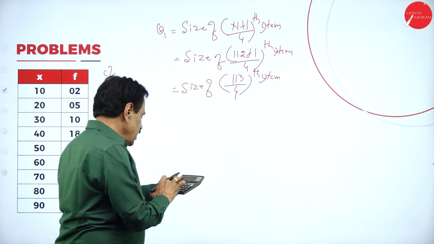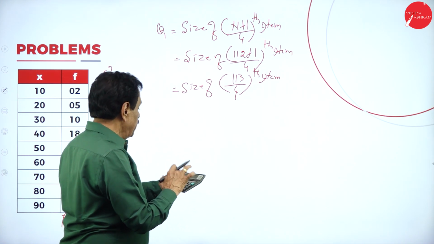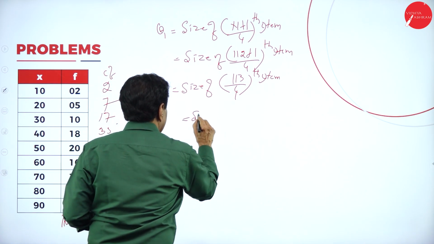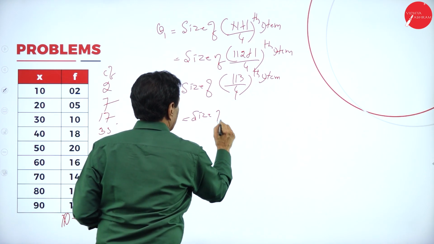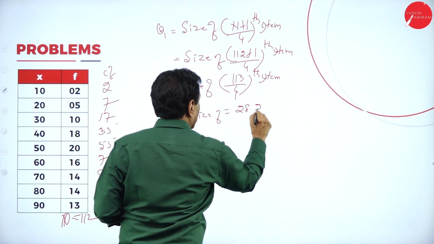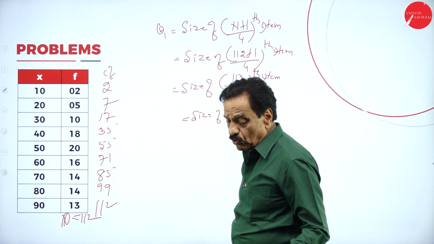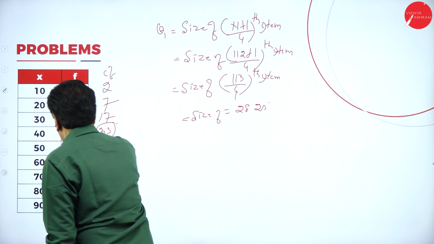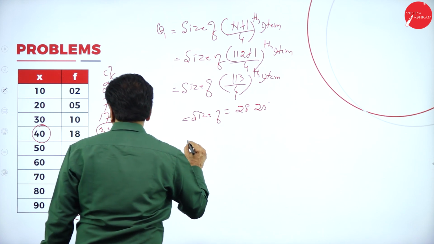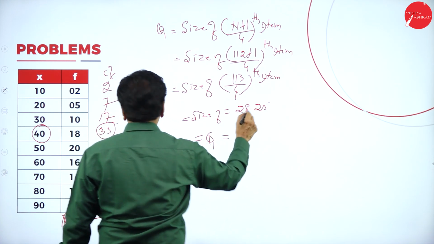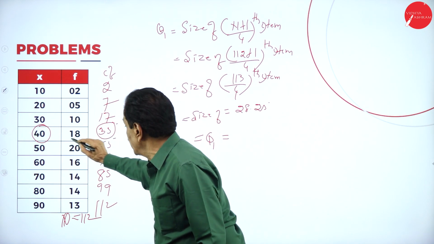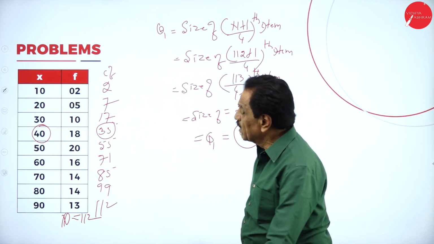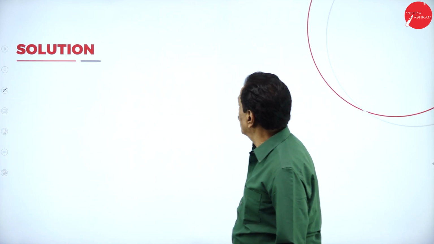113 divided by 4 is equal to 28.25. Find 28.25 in CF. Where the 28.25 comes, it is under 35. So the concerned number is 40. So Q1 is 40. Then you will move on to Q3.